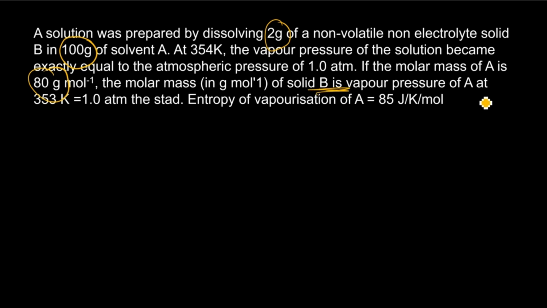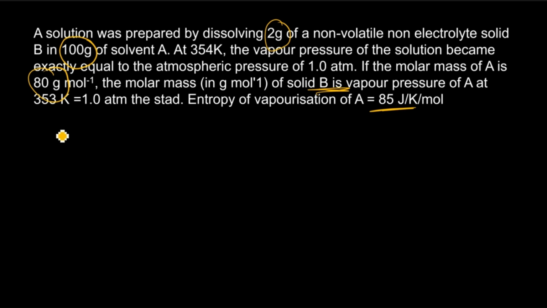The vapor pressure of A at 353 K is 1 atm. The standard entropy of vaporization of A is 85 joule per Kelvin per mole. So here these are the details we have.